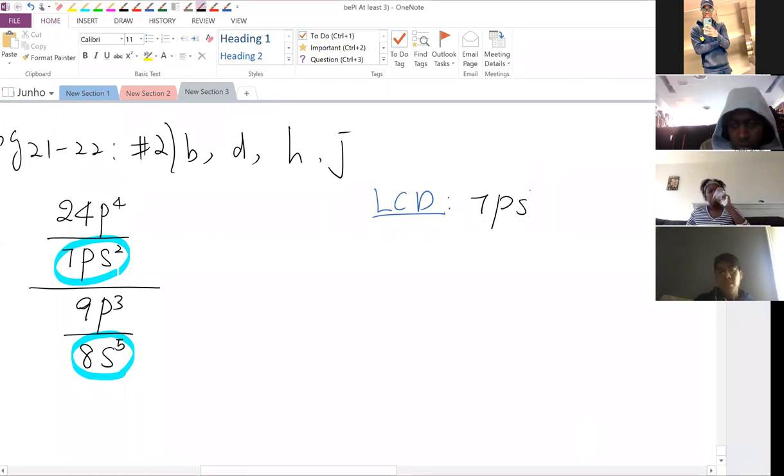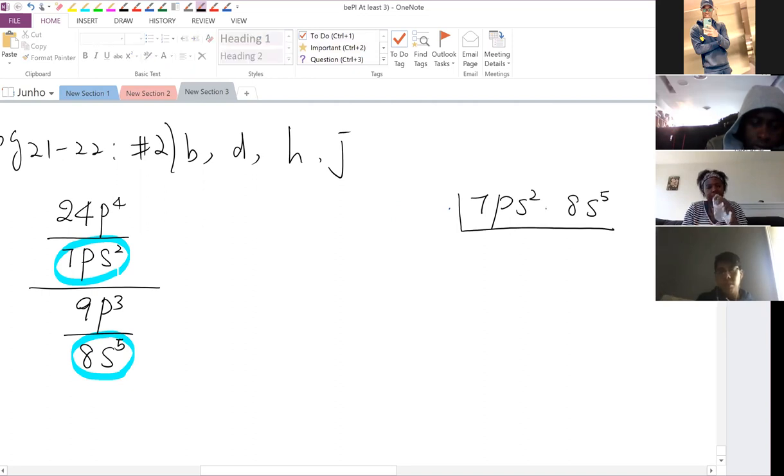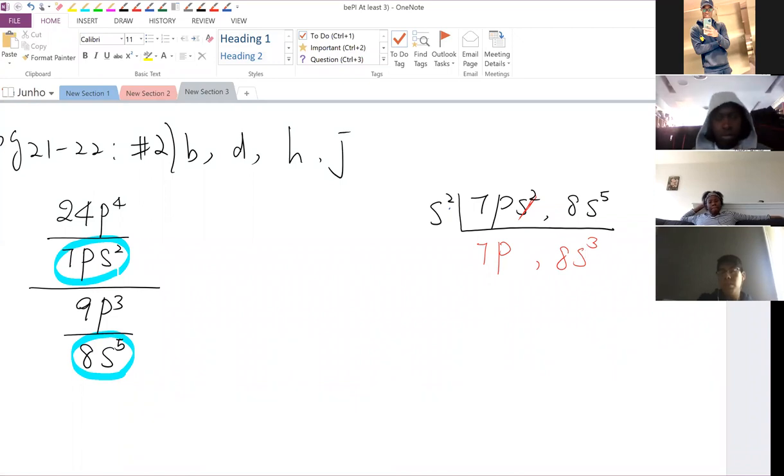7 P S squared, and then 8 S fifth. Okay. So what is the common factor between these two expressions? S squared. Okay, then we can make it 7 P, this is gone, and then 8 S cubed. Yes.